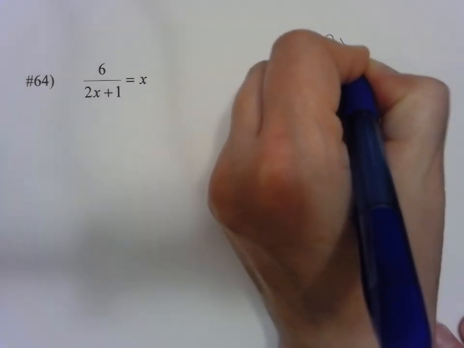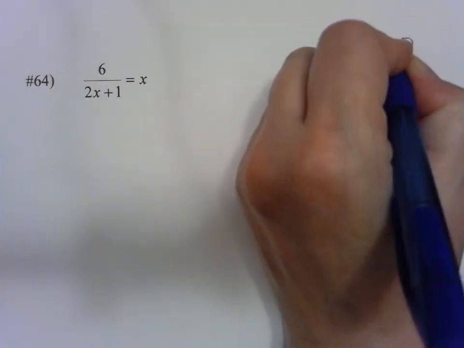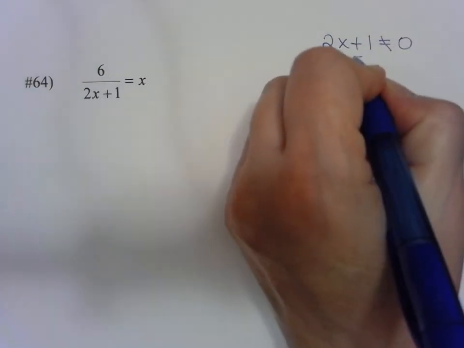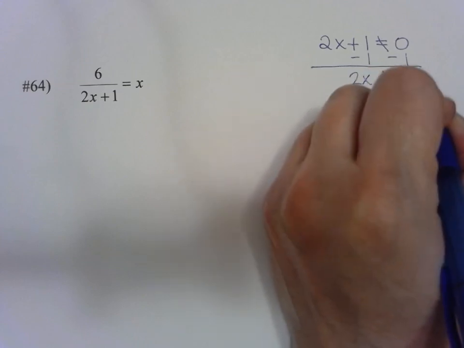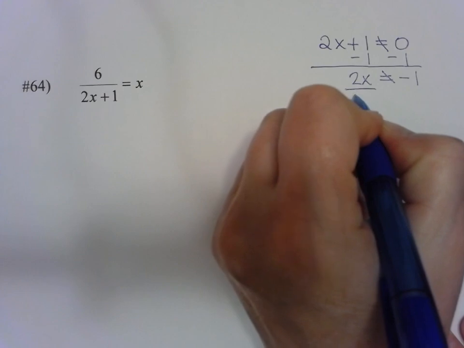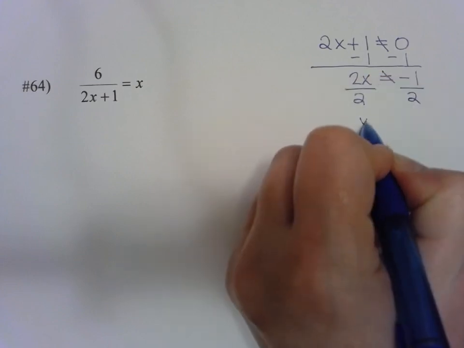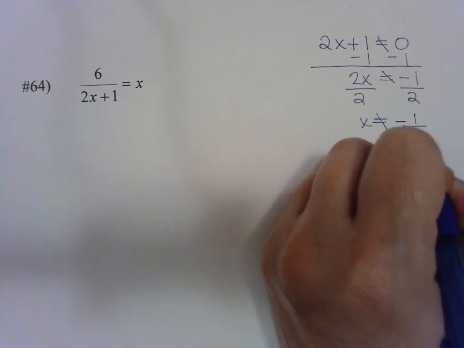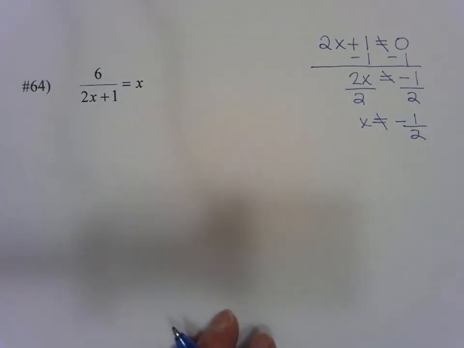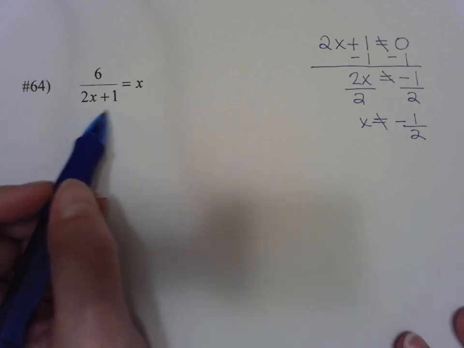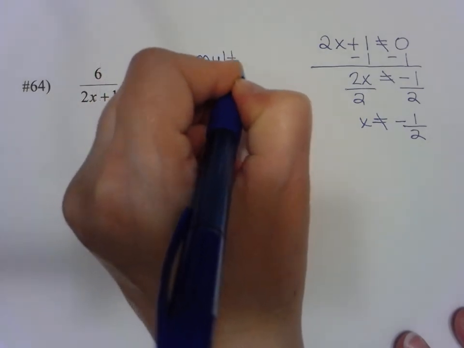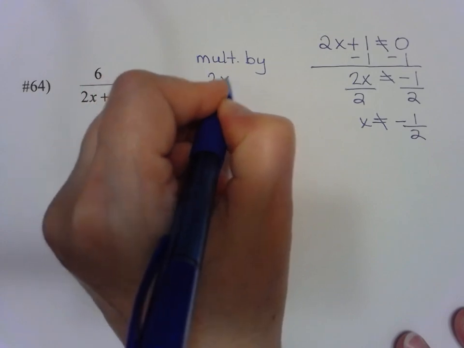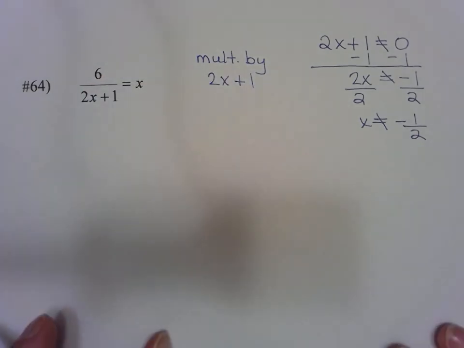So if 2x plus 1 were 0, which we don't really want, let's solve it. I can subtract the 1, divide by 2. Okay, so we don't want x to be negative 1/2. We want to watch out for that. All right, this problem is kind of like the first one we did in that we only have one denominator. So by default, that's our least common denominator. So we're going to multiply both sides by 2x plus 1. So let's do that.